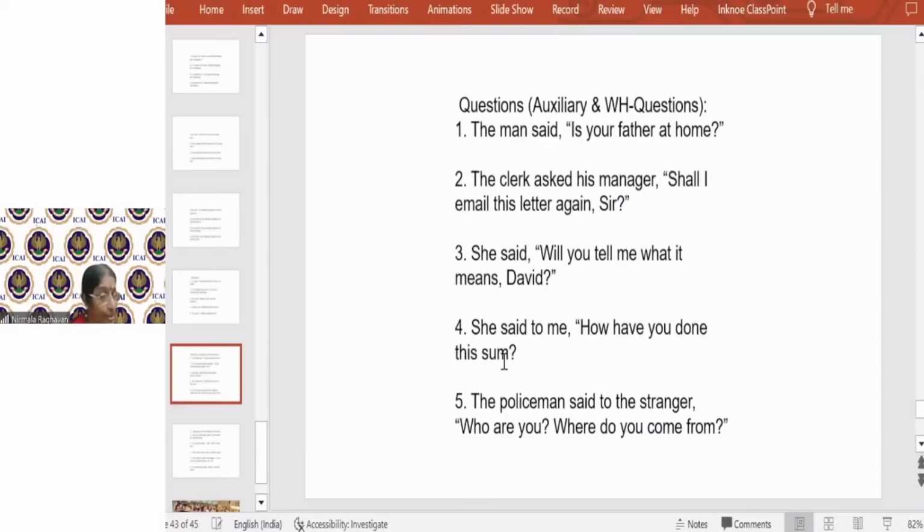I repeat the fifth sentence, because that's a tricky one. The policeman said to the stranger, "Who are you? Where do you come from?" The policeman asked the stranger who he was and where he came from. Okay? Quick. 2 out of 5. Oh, you can use should in this sentence. That's it. If or whether, you feel the sentence and then you decide whether it's if or whether.